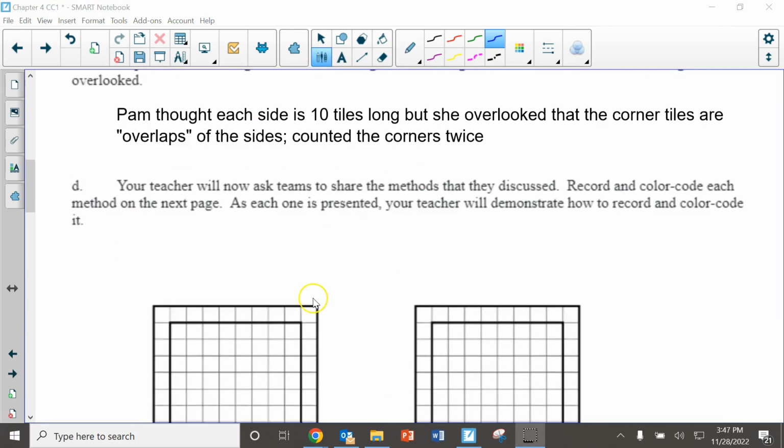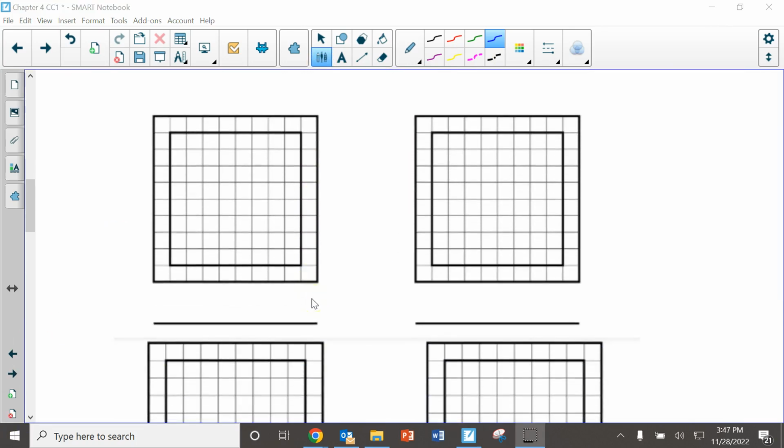Okay, so for this next part, we're actually going to need to use some colors. So I need you to get out at least 3 different colors. These can be colored pencils, markers, highlighters, crayons, pens, just 3 different colors. So go ahead and pause if you need to go get those and come back when you're ready.